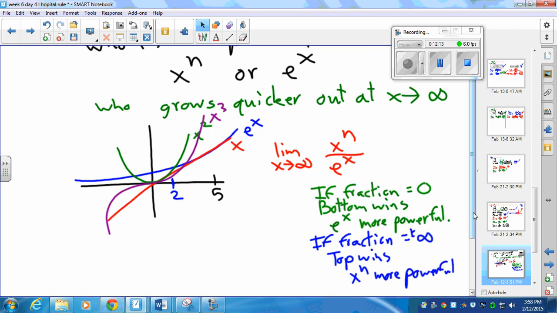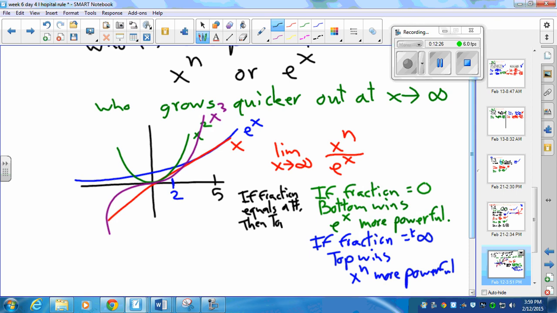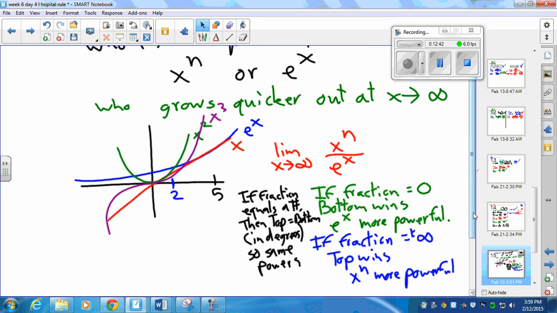And there's one more option here. If the fraction equals a number, then top and bottom are equal. Think like in degrees when we've done the x squared over x squared. So same powers. So the question would be, what does this thing equal? Who wins? That's the debate. Top, bottom, or it's a balance?